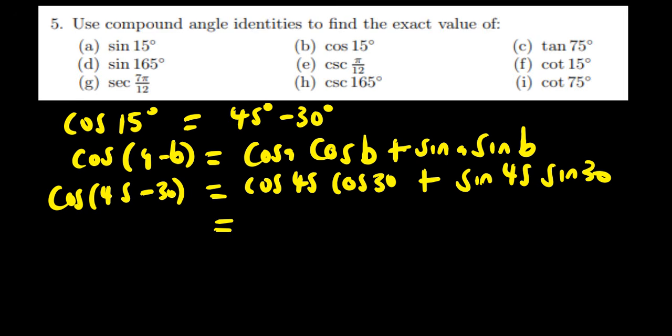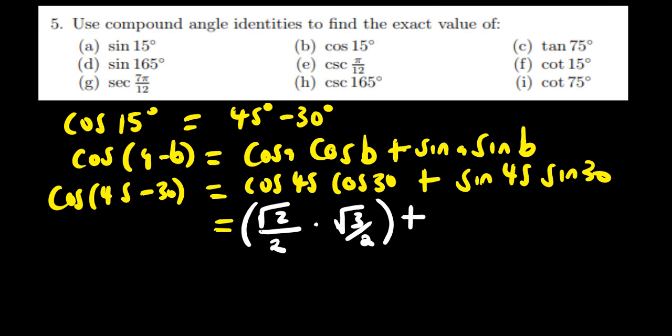Okay, so cos 45 we said is just the same as root 2 over 2. This is multiplying by cos 30. Cos 30 is just root 3 over 2. Then there is a plus here. Then what do we have on the other side? Sine 45. Sine 45 is root 2 over 2. It's just the same as cos 45. Then sine 30 is just 1 over 2.